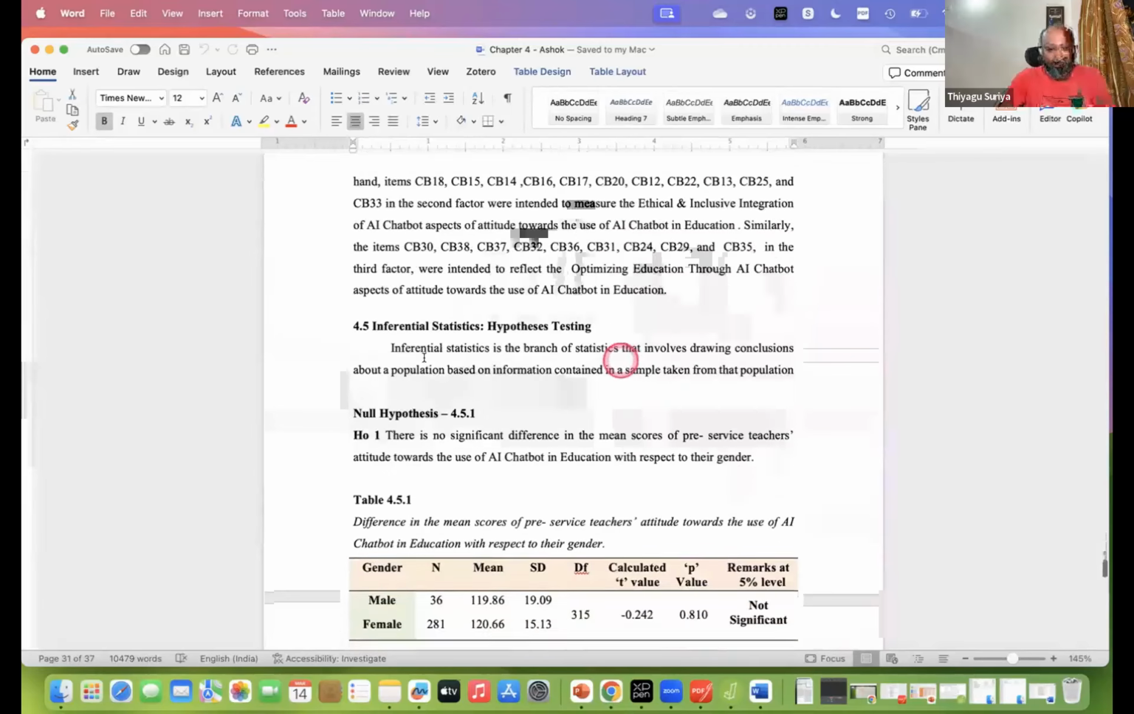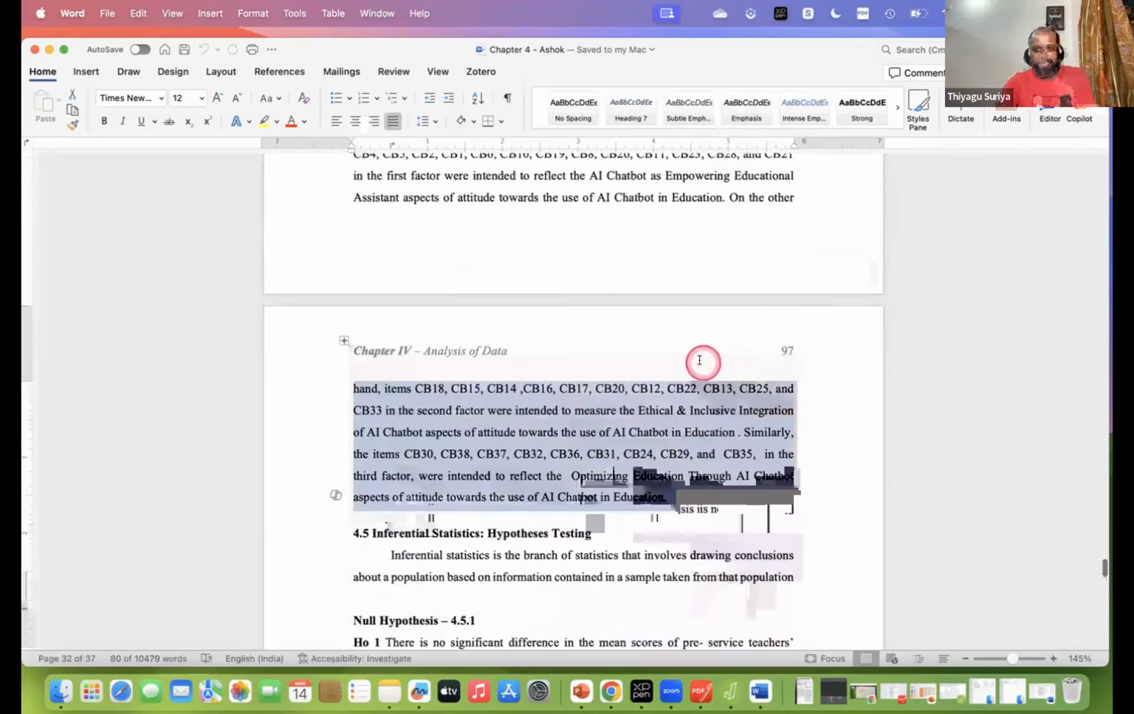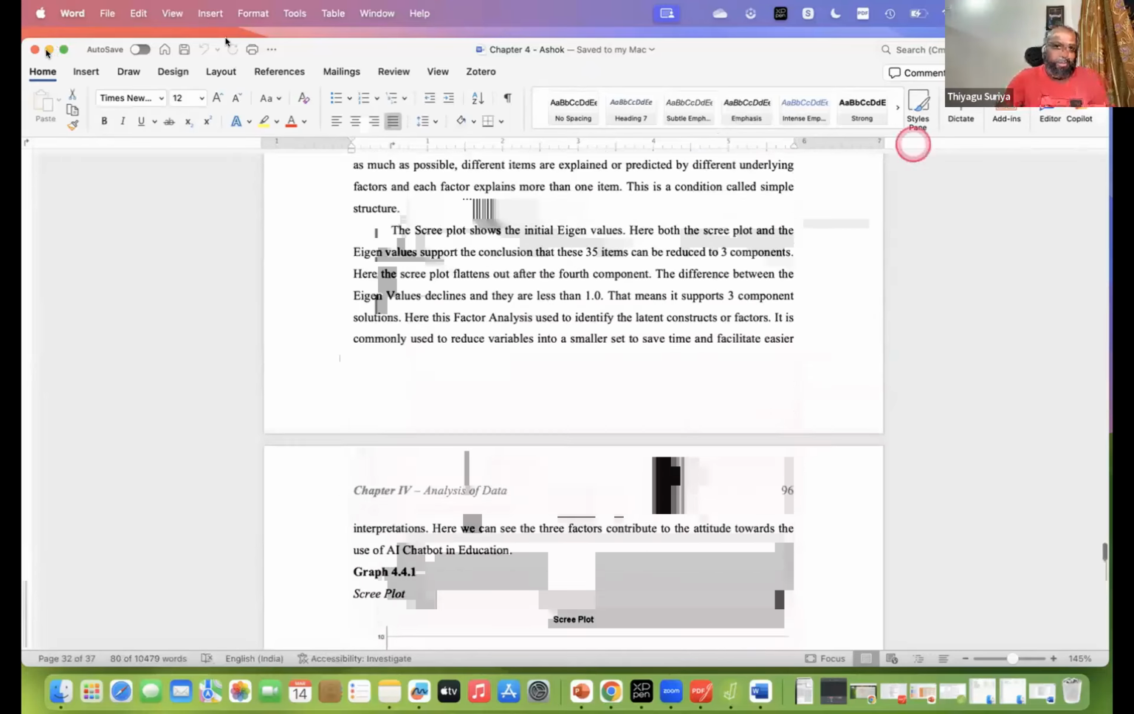So you can say these items lie in the same dimension. We intended to measure the ethical inclusion of AI chatbots towards education. And similarly, these items lie on the third factor. We intended to reflect this area. Like this, we can define the name. Hope you are getting this, Anisha. It's an exploratory factor analysis, right? So this way we can write here.